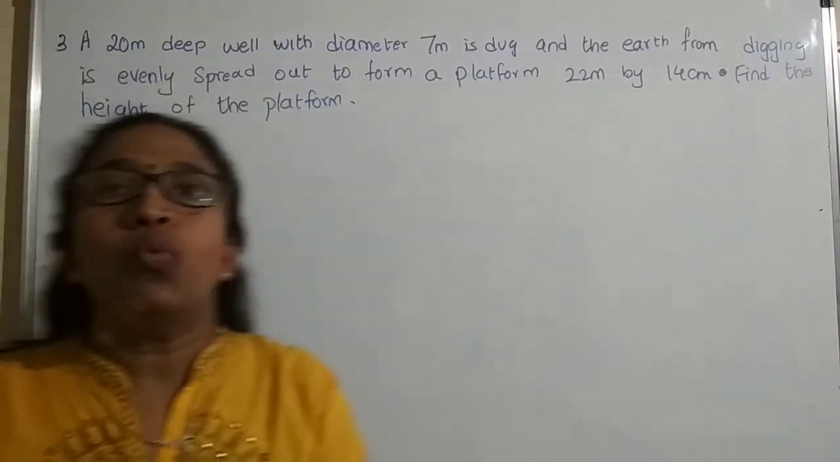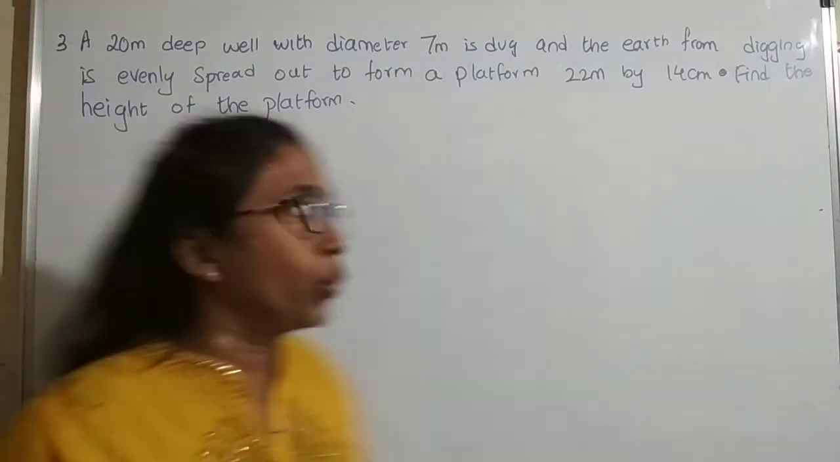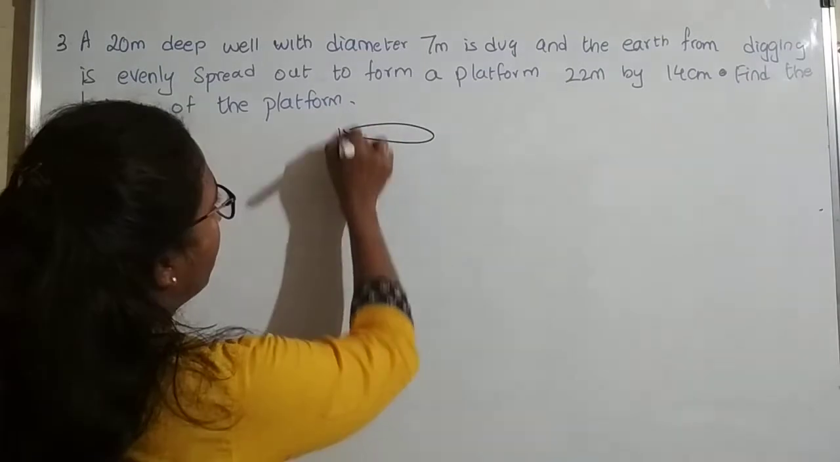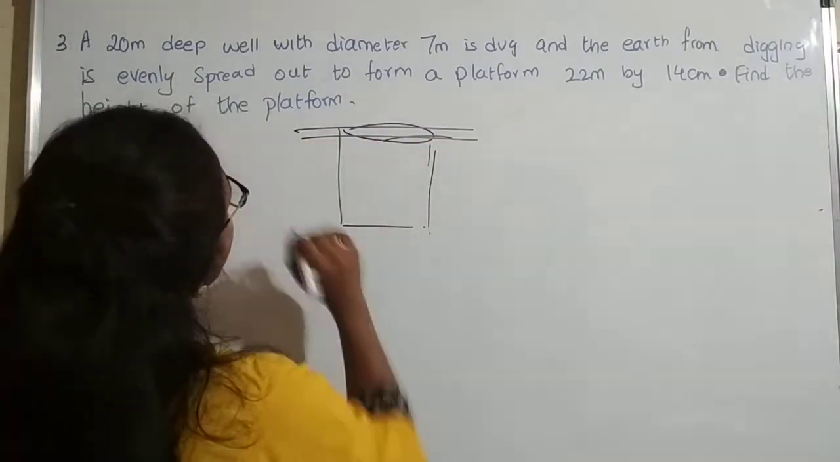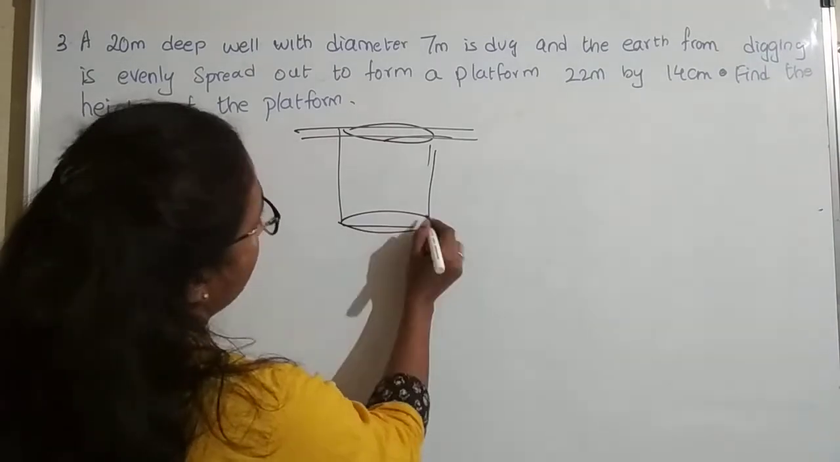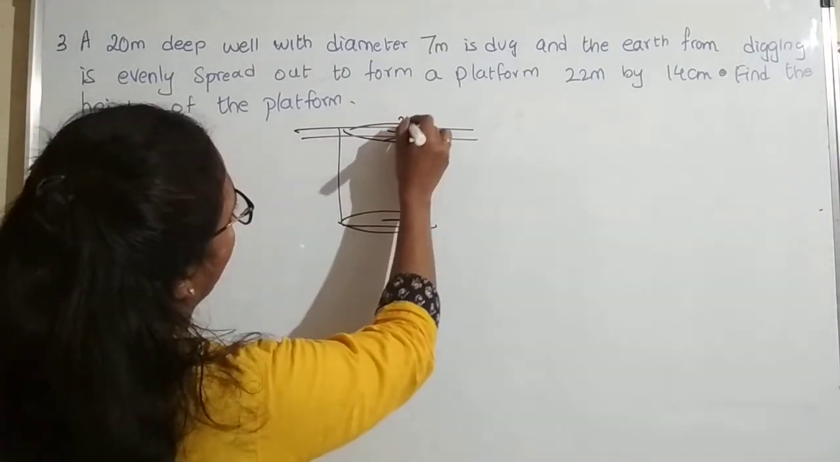Now you all know what is the shape of the well. The shape of the well is cylindrical. So here we know that when you dig a well, this is the ground level you assume, and we're digging a well. Here the diameter is given as 7, so the radius will be 3.5.